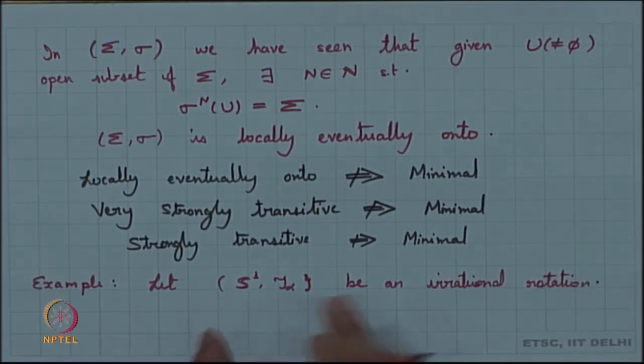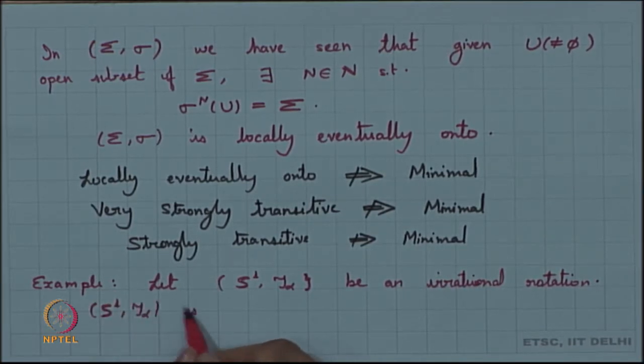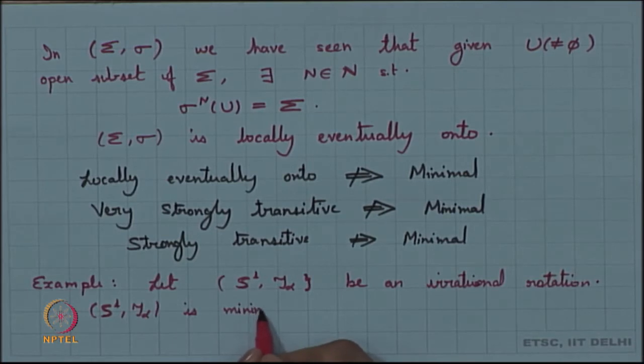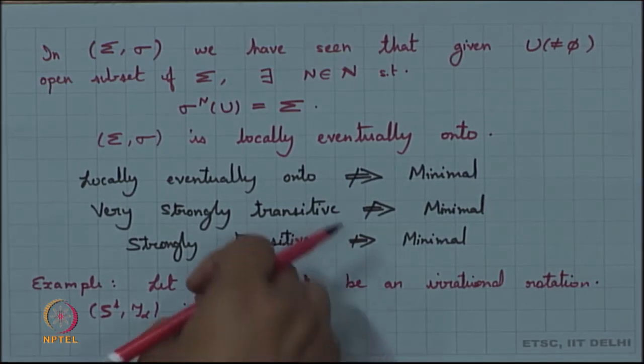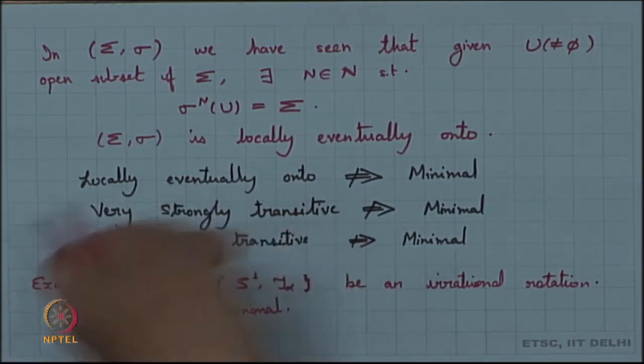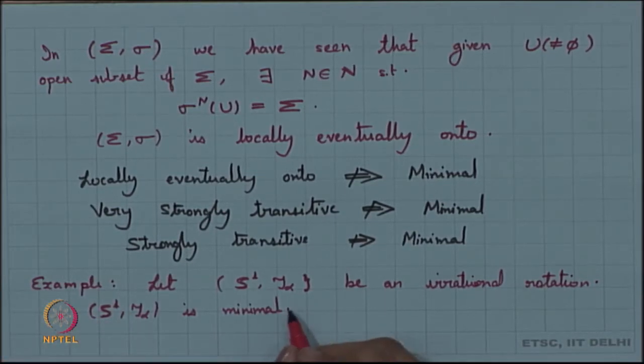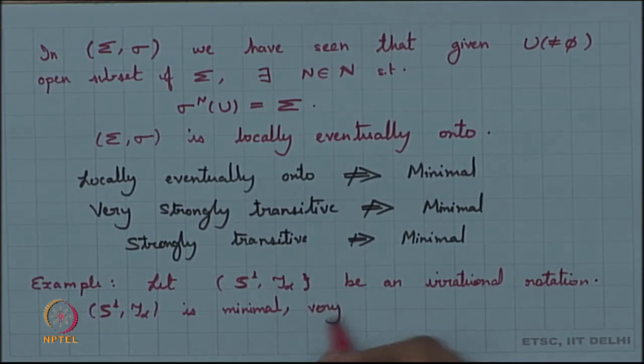We have already seen that this system is minimal. In fact, we can directly say that minimality implies very strongly transitive and transitive. Or else you can simply say that if you take an arc, after finitely many times the arc is going to cover the whole of the circle. So, we can simply say that this system is minimal, this system is very strongly transitive.